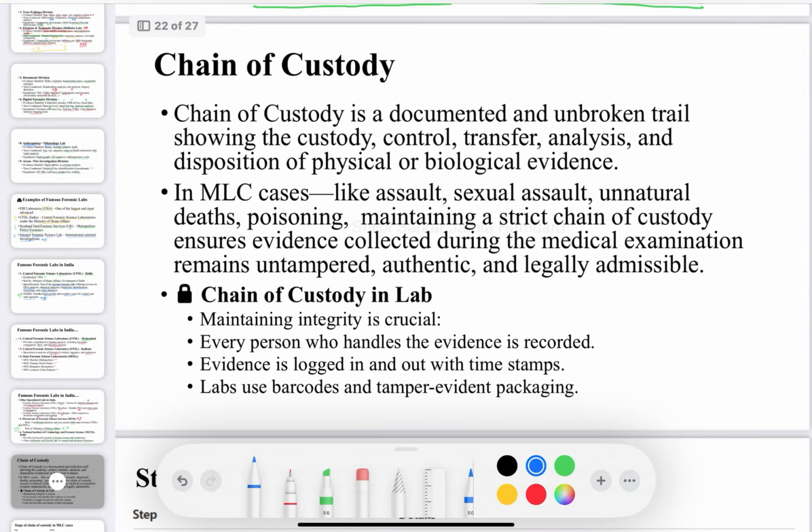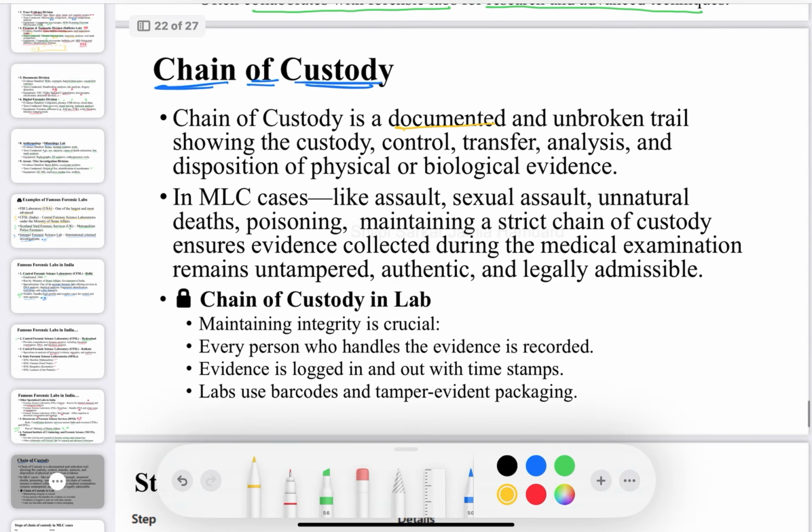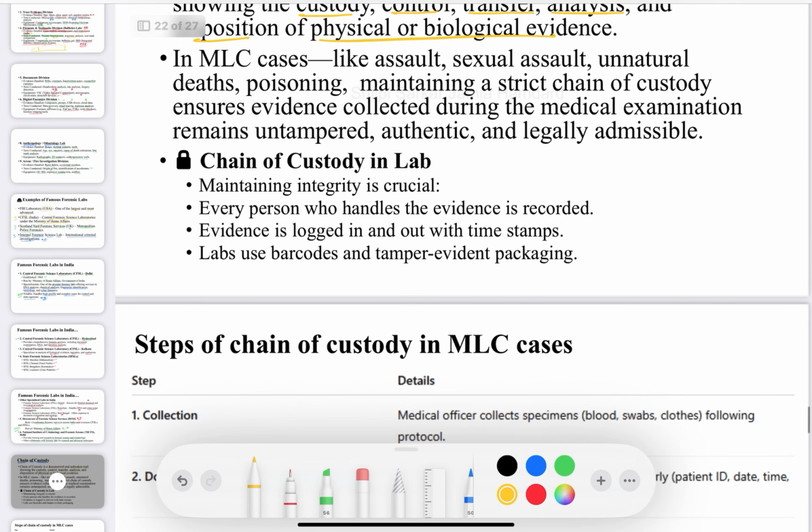Talking here about chain of custody. It can be asked in the examination as well. What do you mean by chain of custody? Chain of custody is a documented, unbroken trail showing the custody, control, transfer, analysis, and disposition of physical and biological evidences. In MLC cases like assault, sexual assault, unnatural death, poisoning, maintaining a strict chain of custody ensures evidence collected during the medical examination remains untampered, authentic, and legally admissible.